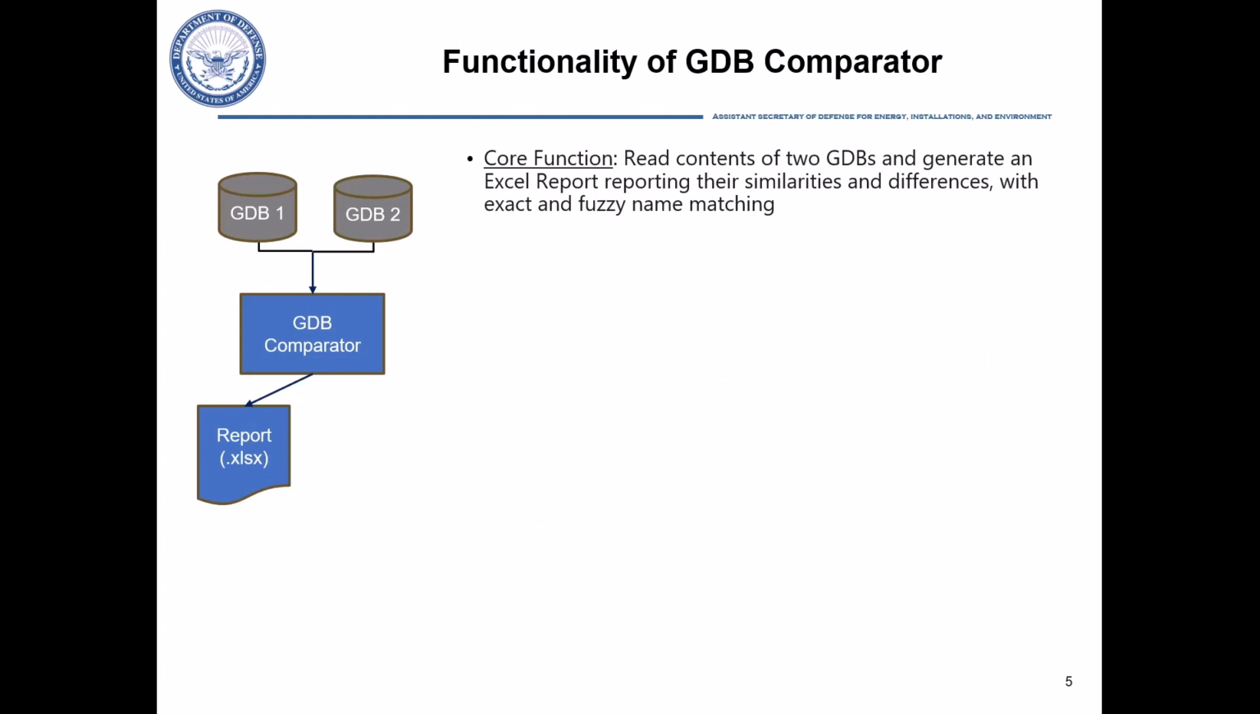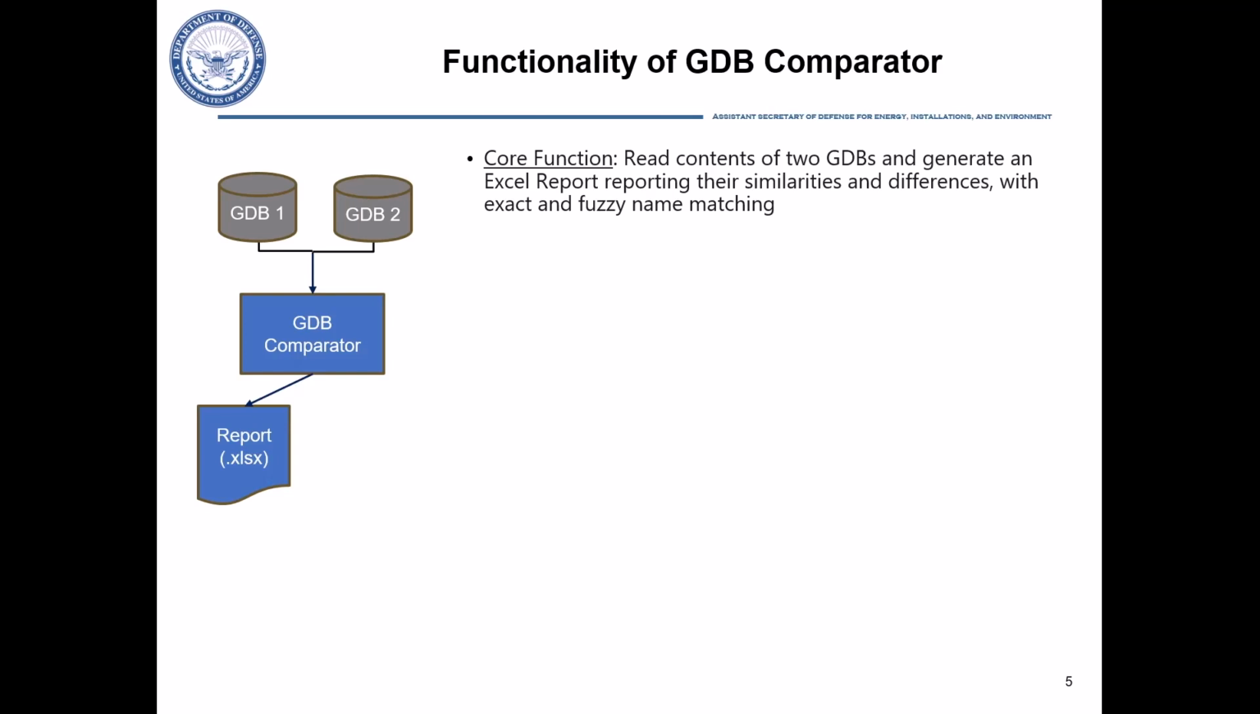The core functionality of the GDB comparator tool is to read all of the elements from the schemas of any two geodatabases, make matches between the two sets of element names for each element type, and then generate a report that specifies all elements and where they do or don't match, and summarizes the level of alignment by element type. Fuzzy matching algorithms may be used to identify non-exact but likely matches.